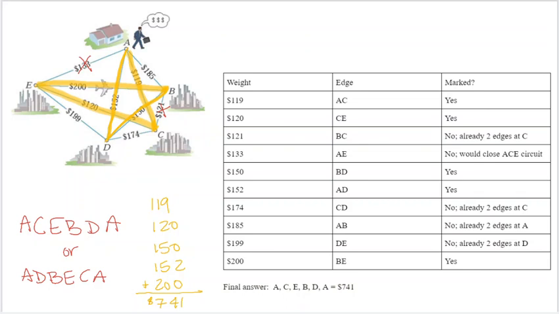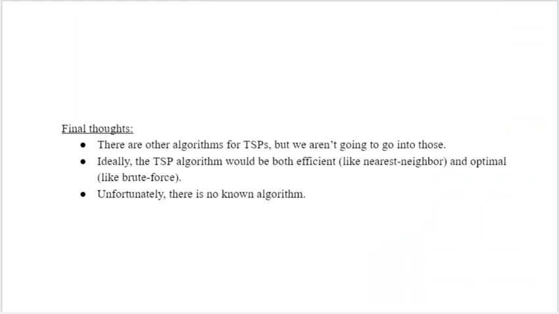So a couple last things. There are some more algorithms for traveling salesman problems, but we're not going to worry about those right now. This is all we're going to do. Ideally, we would have an algorithm that is both efficient, like our nearest neighbor algorithm, and optimal, like brute force, but to our knowledge, that doesn't exist. So we have brute force, nearest neighbor, repetitive nearest neighbor, and cheapest link as our 4 methods for trying to find a solution to a traveling salesman problem.